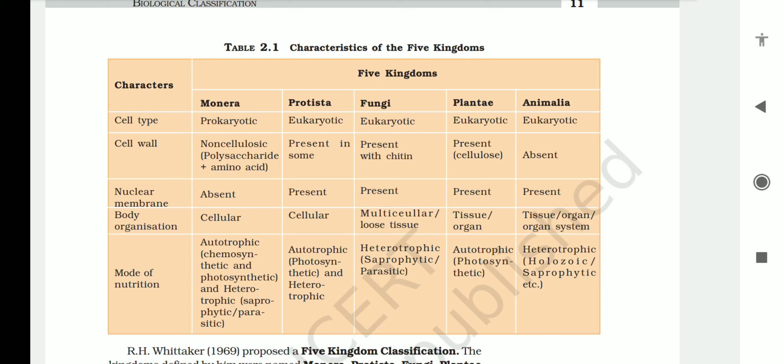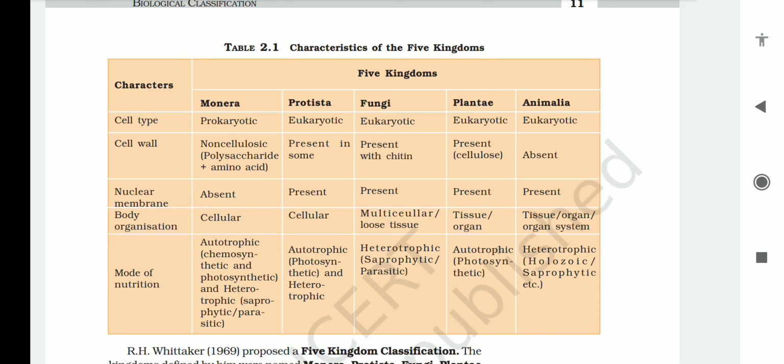Characters: five kingdoms: Monera, Protista, Fungi, Plantae, and Animalia. Cell type: Monera, prokaryotic; Protista, eukaryotic; Fungi, eukaryotic; Plantae, eukaryotic; Animalia, eukaryotic. Cell wall: Monera, non-cellulosic, polysaccharide plus amino acid; Protista, present in some; Fungi, present with chitin; Plantae, present, cellulose; Animalia, absent. Nuclear membrane: Monera, absent; Protista, present; Fungi, present; Plantae, present; Animalia, present.